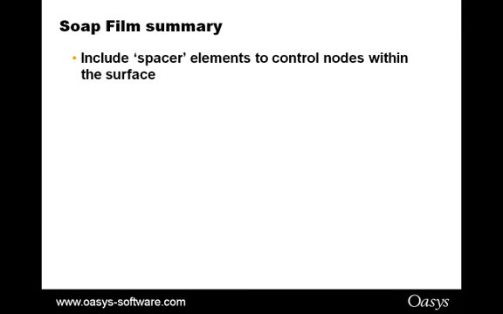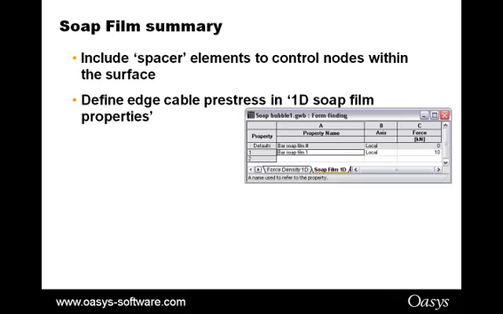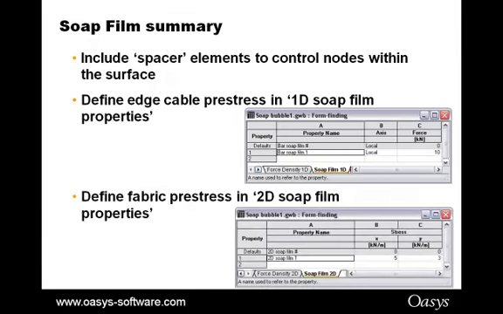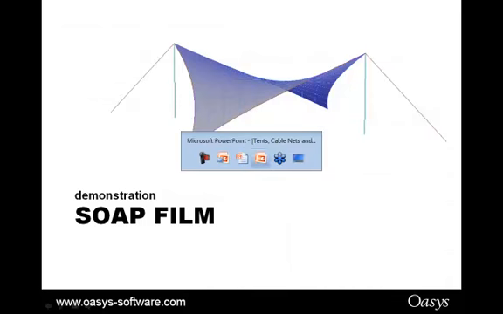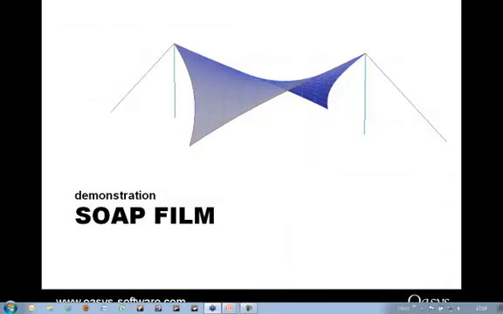So, summing up on the soap film, you've got to use spacer elements to control the nodes within the surface during the form finding. And with the soap film, you'll define the pre-stresses in the elements, whether in the edge elements or in the soap film itself. And you'll notice that in the soap film, you can have different pre-stresses in the various directions. So, demonstration. Let's have a look at this in action.